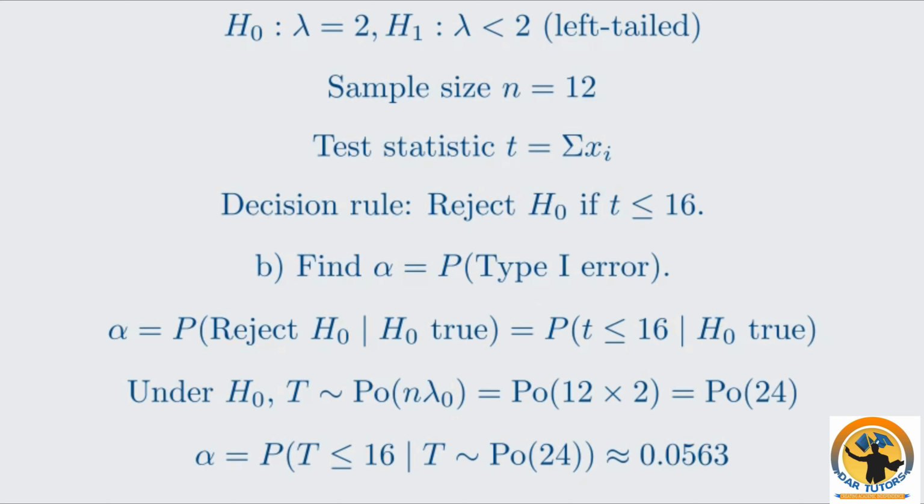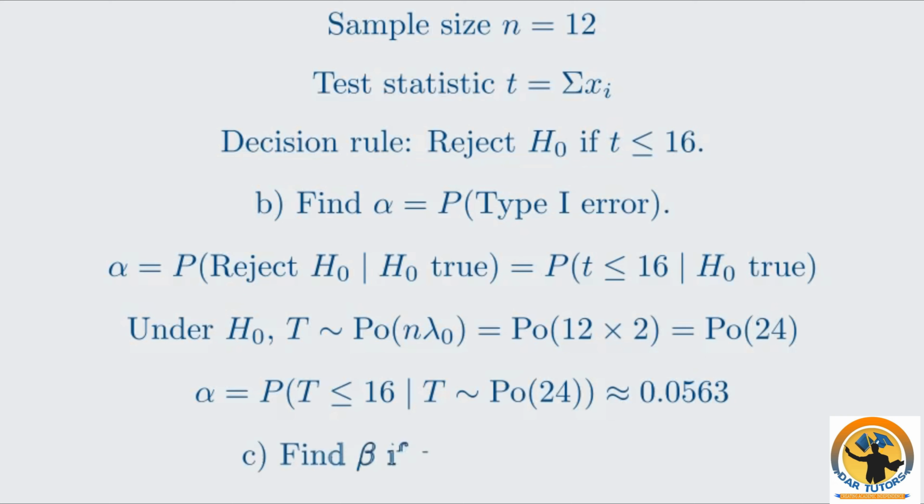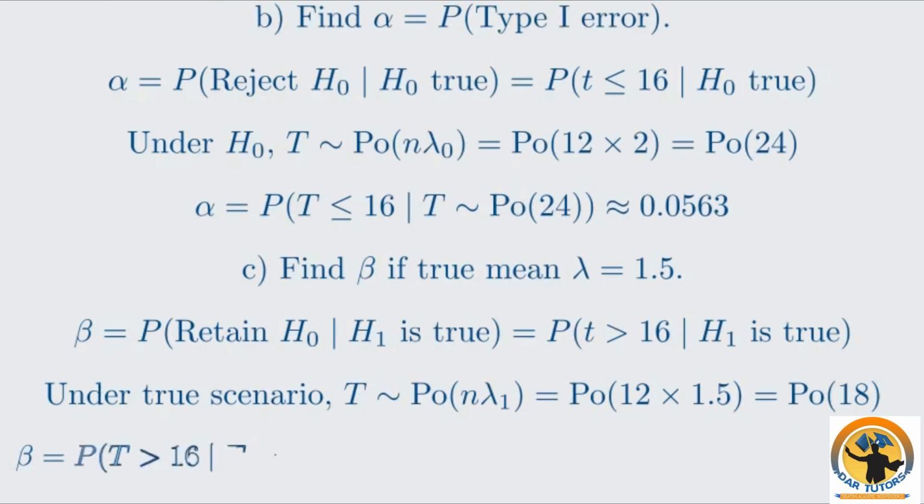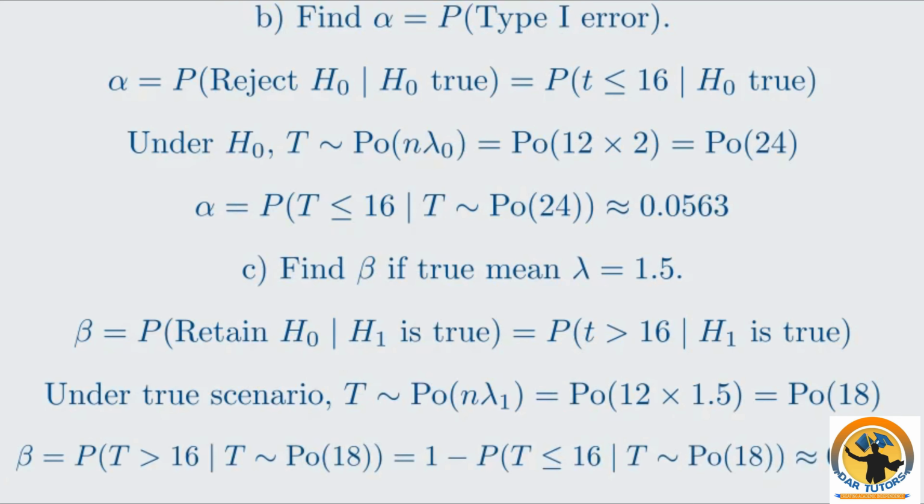Now let's find the type 2 error probability, beta, if the true mean lambda is 1.5. Beta is the probability of retaining H0 when it is false. The decision rule is to retain H0 if T is greater than 16. We need to calculate this probability under the true distribution, where the true lambda is 1.5. Under this true scenario, T follows a Poisson distribution with mean 12 times 1.5, which is 18. So we need to find P(T > 16) for a Poisson 18 distribution.